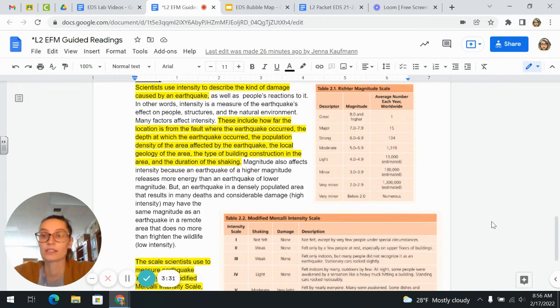Magnitude also affects intensity because an earthquake of a higher magnitude releases more energy than an earthquake of a lower magnitude. But an earthquake in a densely populated area that results in many deaths and considerable damage, or high intensity, may have the same magnitude as an earthquake in a remote area that does no more than frighten wildlife, or has lower intensity.